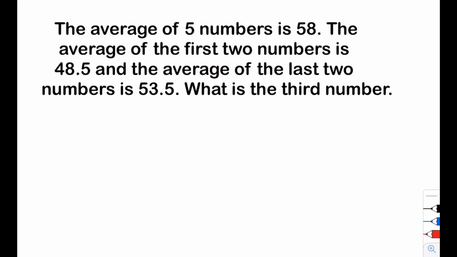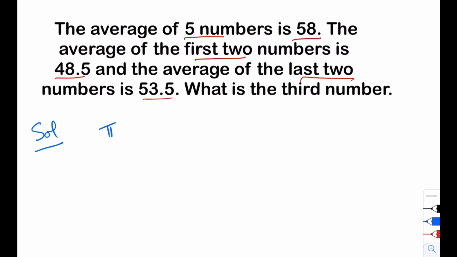The average of 5 numbers is 58. The average of first two numbers is 48.5 and the average of last two numbers is 53.5. What is the third number? So, we are given the average of 5 numbers, then the average of first two numbers and the average of last two numbers. And we want to find the third number.